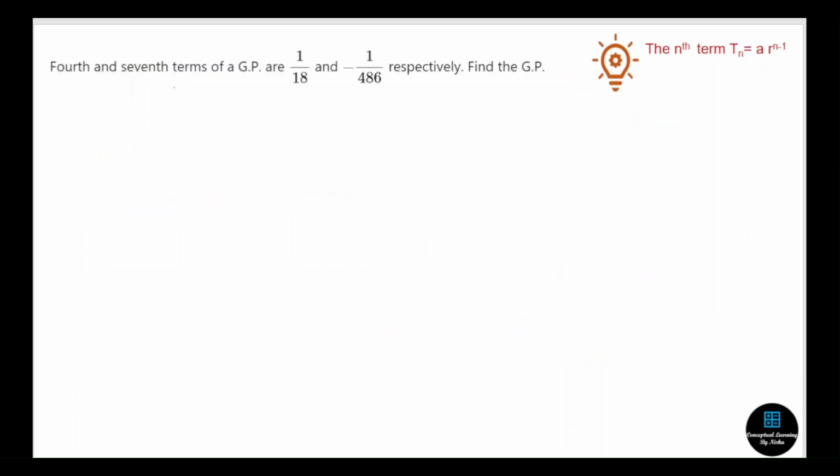Great. Alright, now the fourth and the seventh terms of GP are 1 over 18 and minus 1 upon 486. Then we have to find GP. It is very simple. You have to think about the nth term. Now remember that nth term is Tn equals a r to the power n minus 1. Okay. Now the fourth and the seventh terms are given. So I'll write this. So T4 is given, which is nothing but a r raised to 4 minus 1, that gives me 3. And this is nothing but 1 over 18. This is given. Okay.